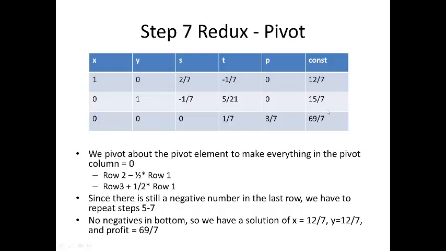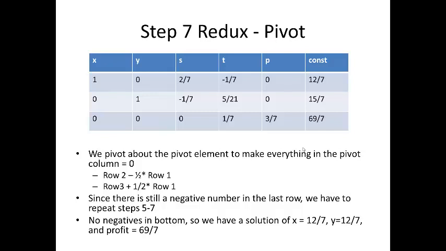So we have a solution of x equal to 12/7, y equal to 15/7, and our total profit is 69/7, which, if you looked last time, is exactly what we had as the solution on page 589 of the text. So again, the simplex method looks around that feasible region and continues to attempt to optimize at every point. And it does work pretty well.